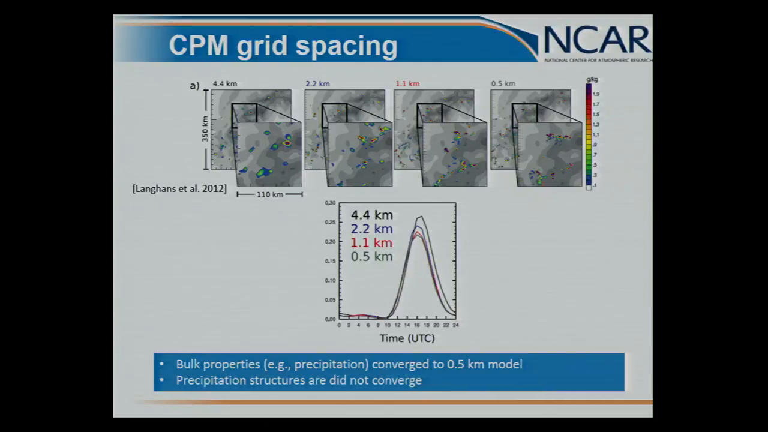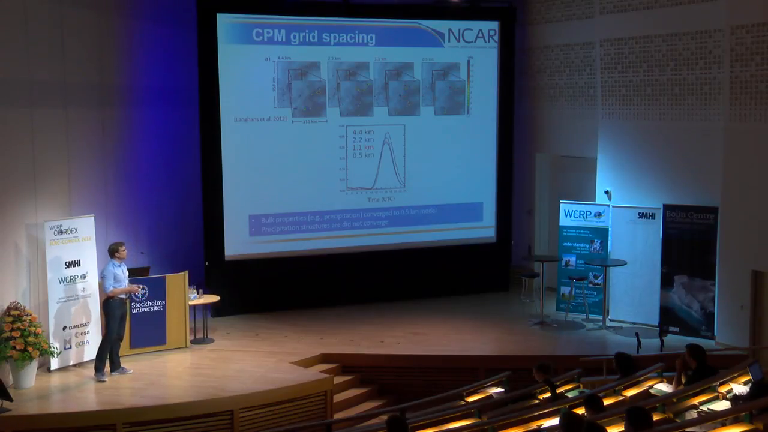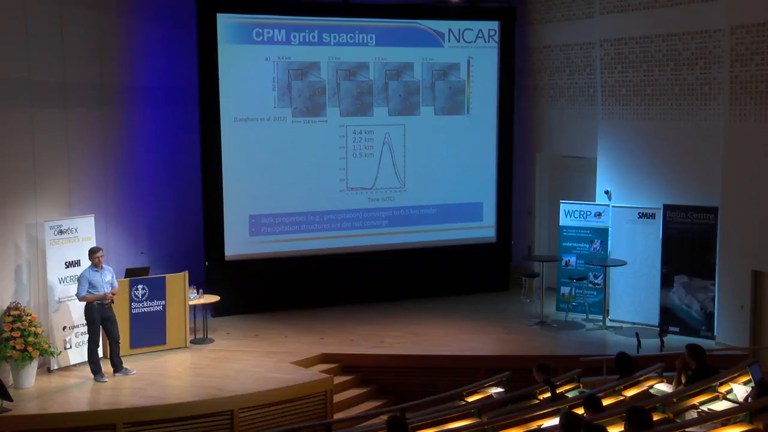And the surprising result from this simulation was, in fact, that if you look at regional averages, for example, regional average precipitation, like it's shown here in this general cycle of precipitation, there's not a large difference between 4.4 and 0.5. So in fact, bulk properties are very similar in this kind of simulations. What's different is really if you look at the single cells, so if you look at the structures of the cells, you see that you get more and more small-scale structures, the higher you resolve, or the finer your grid spacing gets. So this hasn't converged.